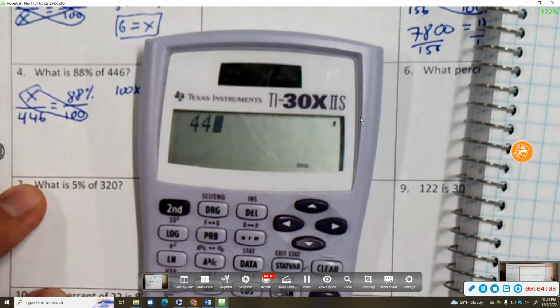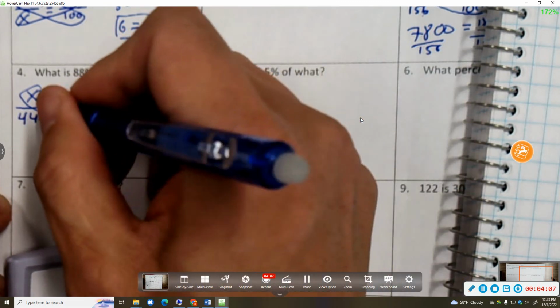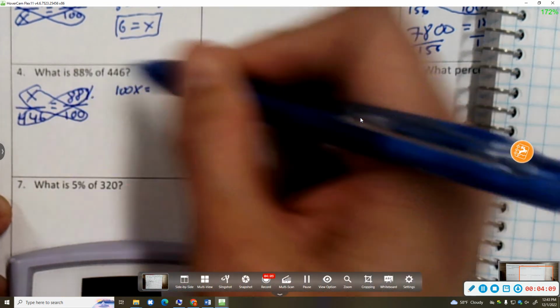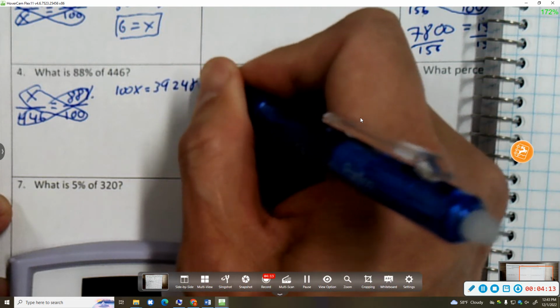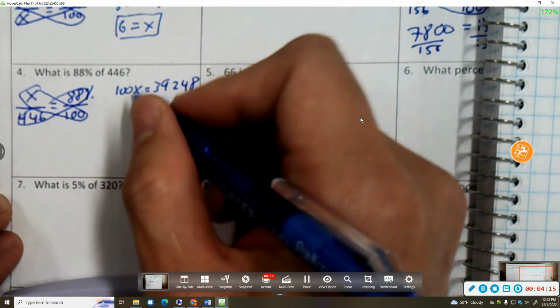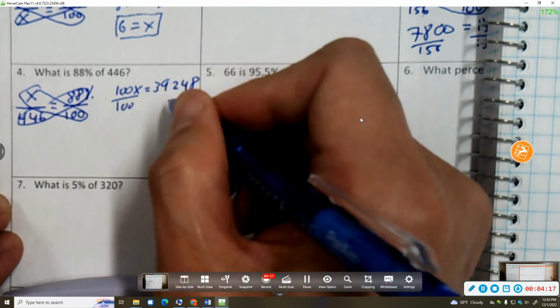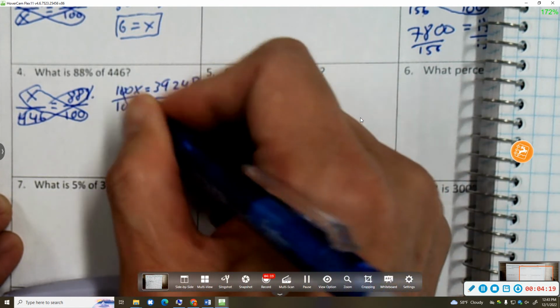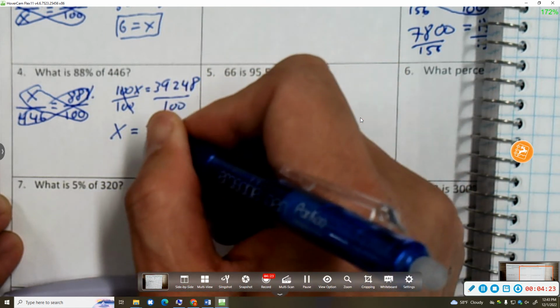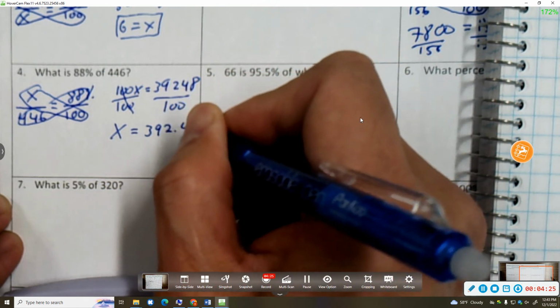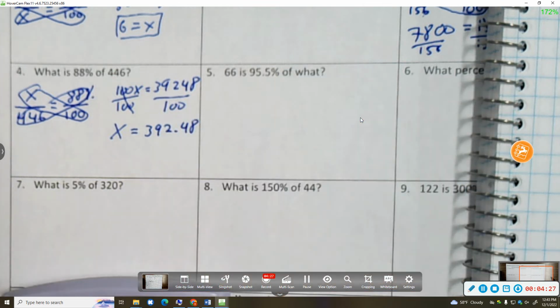So 446 times 88. Okay. And that will give me 39248. Since my x is on this side, I'm going to divide by 100 to solve for x. Again, use your calculator, divide by 100, or just move the decimal two places. That's your answer. All right.